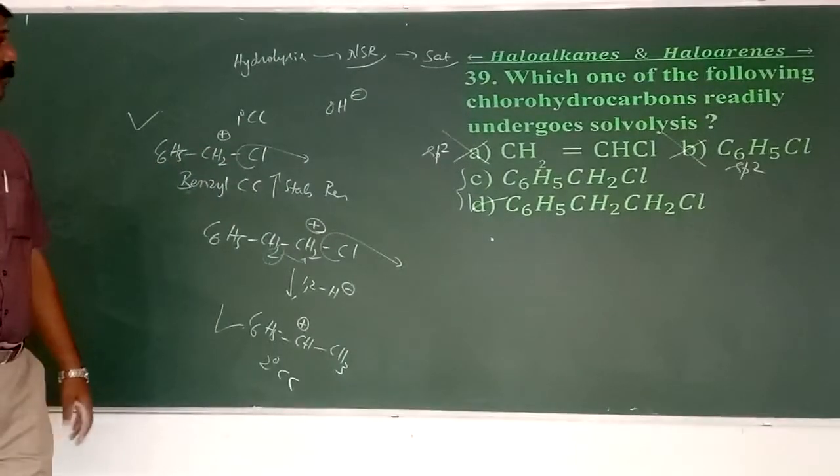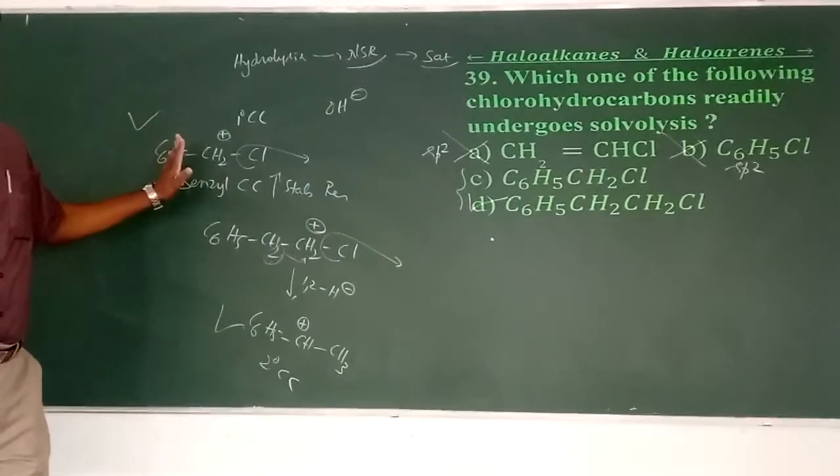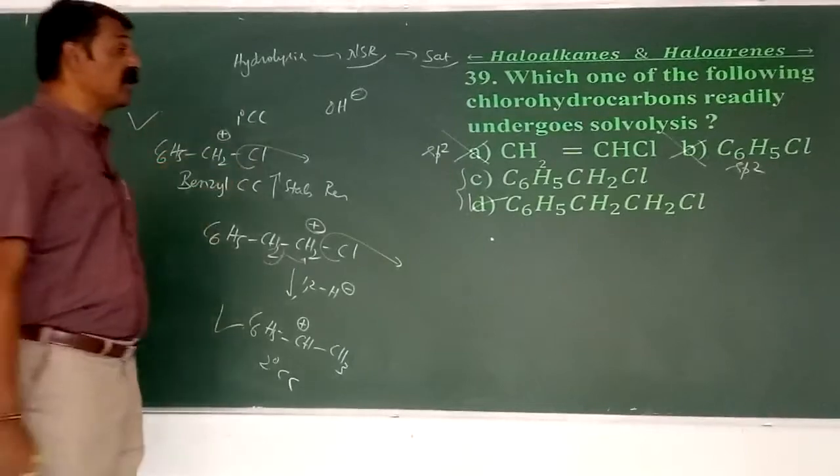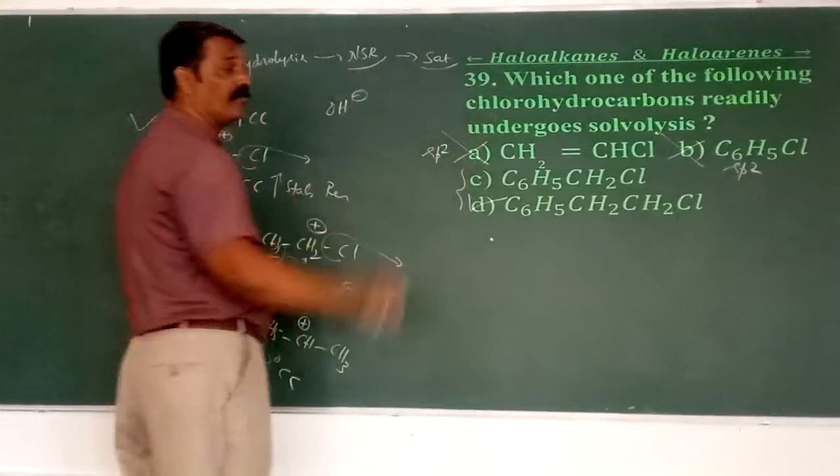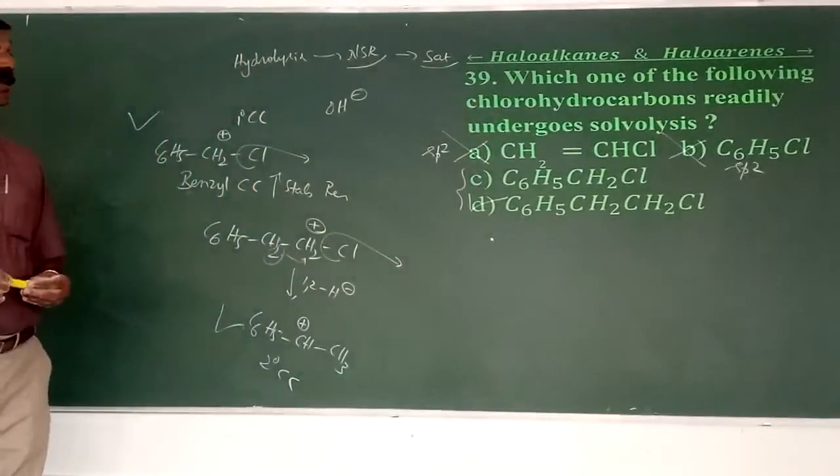Okay, so I think it's clear. Benzyl chloride, no doubt, also undergoes solvolysis. But it is not possible in case of sp2 hybridized carbon, that is in the form of A and B. Now it is found to be D here, 39D.